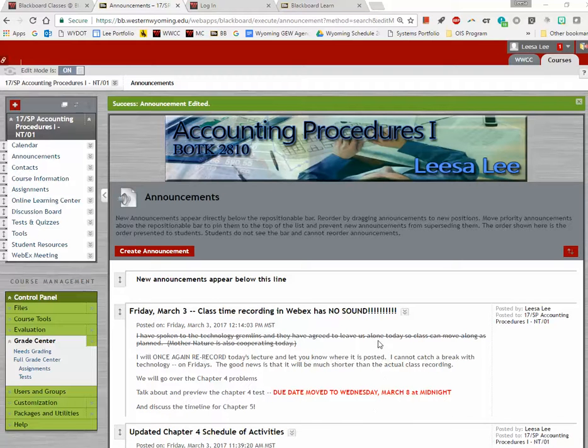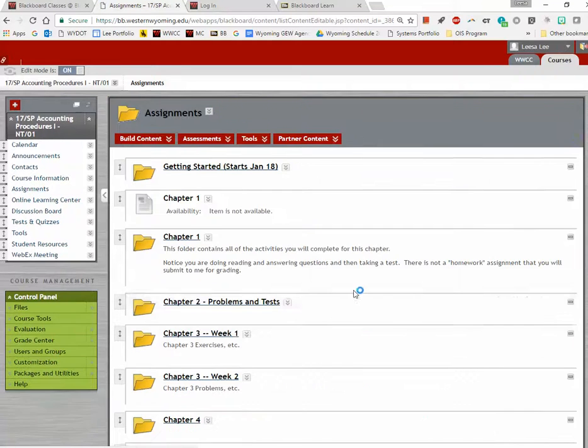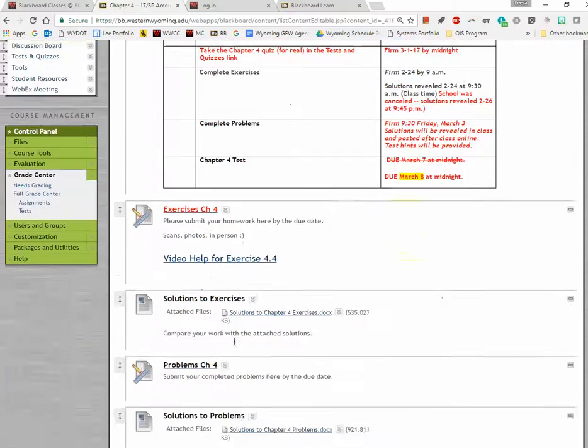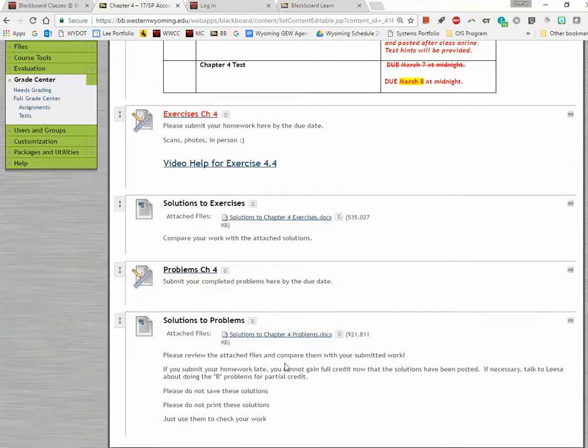All right, so going over the Chapter 4 problems. Now they are revealed to you, so you can look at them just like I can. They're in assignments, and they are listed underneath the problems where you will actually turn in your problems. Let me just pull those up here.